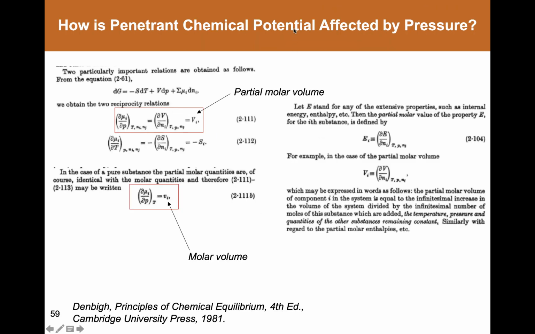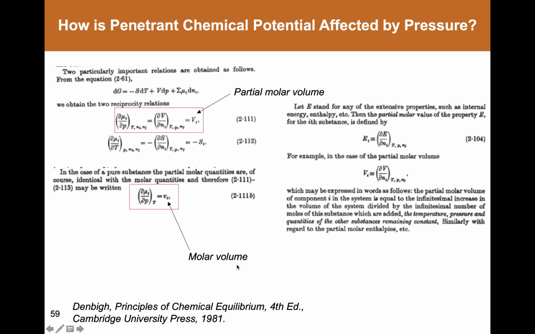Just as a reminder of how chemical potential is affected by pressure, the derivative of chemical potential for a pure component with respect to pressure is just the molar volume of that component. That's the molecular weight, I guess, divided by the density. In a mixture, for example, with a penetrant dissolved in a polymer, the change in the chemical potential of the penetrant with respect to pressure is the partial molar volume. And so this is going to be a key for us.